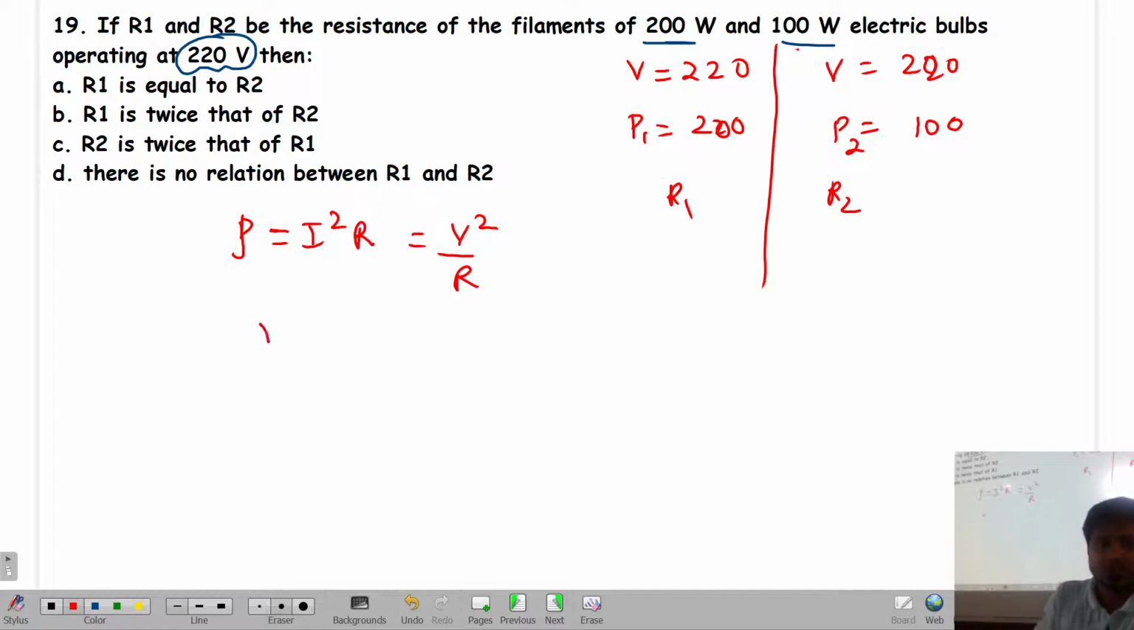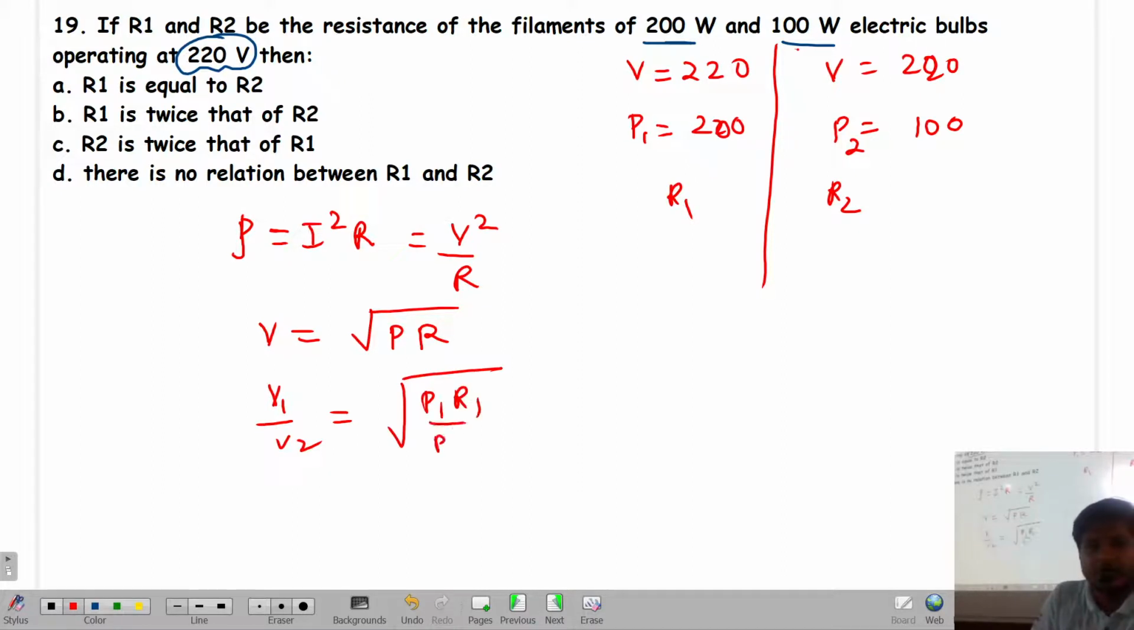So if V is constant, V is root over power into resistance. So can I take V1 by V2 is equal to root over P1 R1 divided by P2 R2? Can I write like this or not? So V1 by V2 is 1.